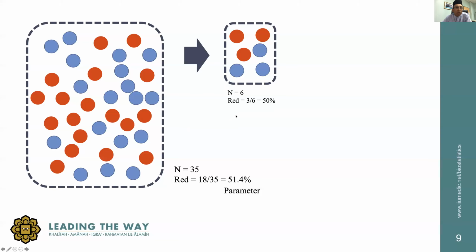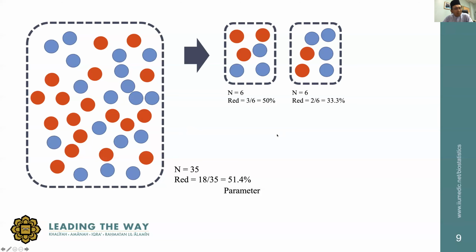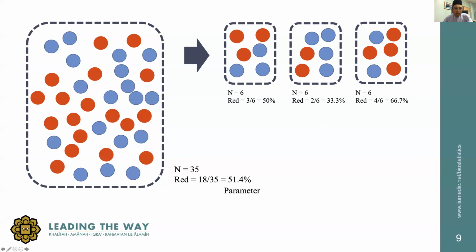So now, what if we do a simulation? This is the first sample. Let's say we do a statistical simulation. We put back all the 6 balls inside the big group, and we sample again. You may get the second sample. This time, maybe you may not get 3. You may get only 2, so that will give you 33%. All right? So we put back all these 6 balls again and do the third one. One possibility is 3. The possibility is less, or the possibility is more. So you get more red colored balls, and this gives you 67%. So this is a simulation.